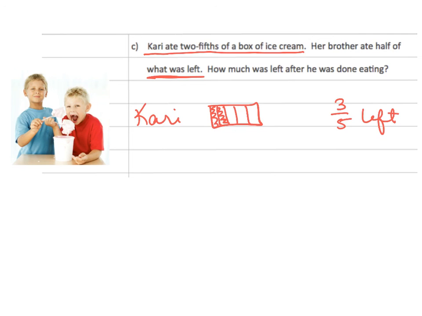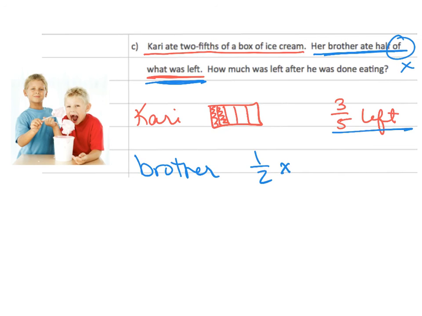Now let's talk about her brother. Her brother ate half of what was left. So brother ate 1/2 of, and "of" means multiply, of what was left, and we know that 3/5 was left. So he ate half of what was left. No cross simplification, so just straight multiplication. 1 times 3 is 3. 2 times 5 is 10. Brother ate 3/10.